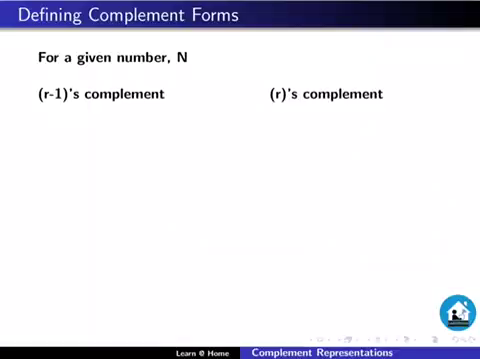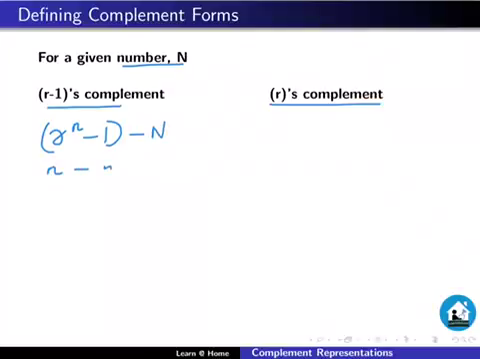Now let us look at the definition of complement forms. For a given number n, there are two definitions, that is the r minus 1's complement and the r's complement. The r minus 1's complement is defined like this. It is given by r raised to small n minus 1 minus n. Here, small n represents the number of digits in n.